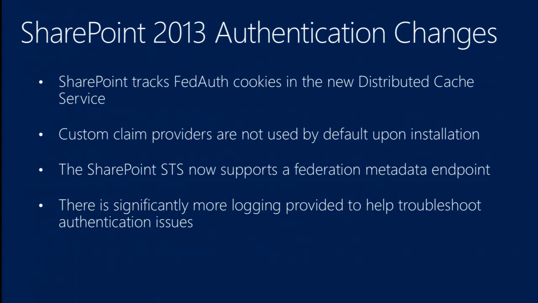So one of the big changes for the SharePoint 2013 authentication infrastructure is that now we're able to use the distributed cache service. SharePoint uses this caching service to keep track of these FedOps cookies for users who authenticate with FBA or SAML-based authentication. So how did it work in SharePoint 2010?